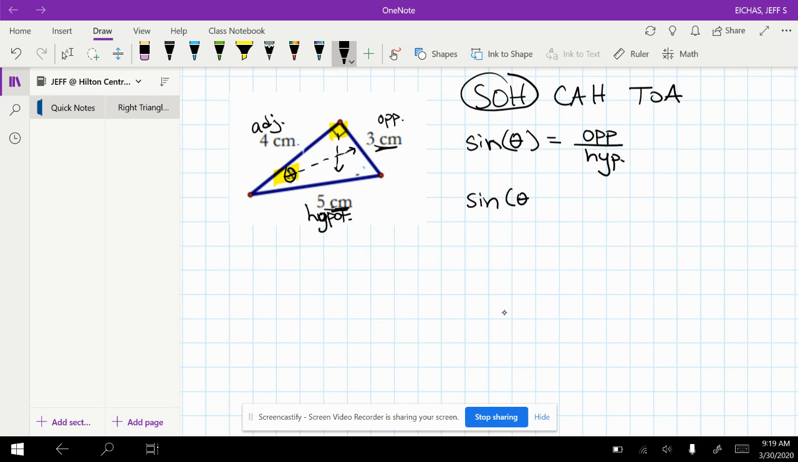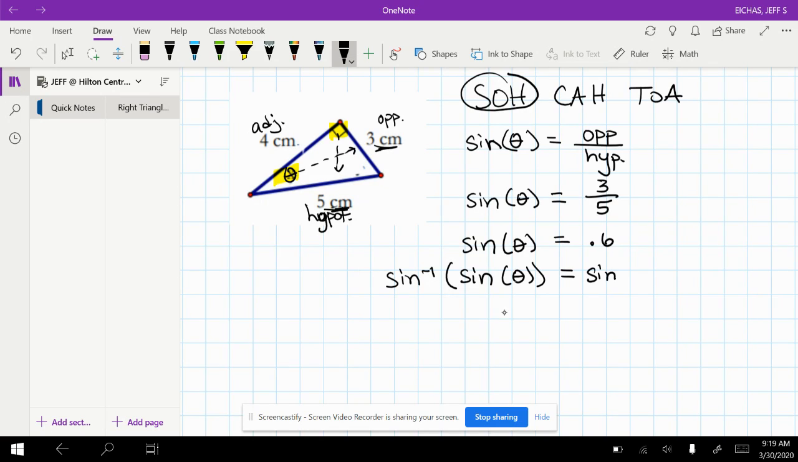Let's replace, let's see, 3 over 5. Don't have to, but I'm going to change it to a decimal. And here's inverse again. You'll get better at this. You want to get rid of sine. So sine inverse of both sides. And this is what you type in your calculator. So sine inverse of 0.6 is, to the nearest degree, going to be 37 degrees. Okay, there it is.